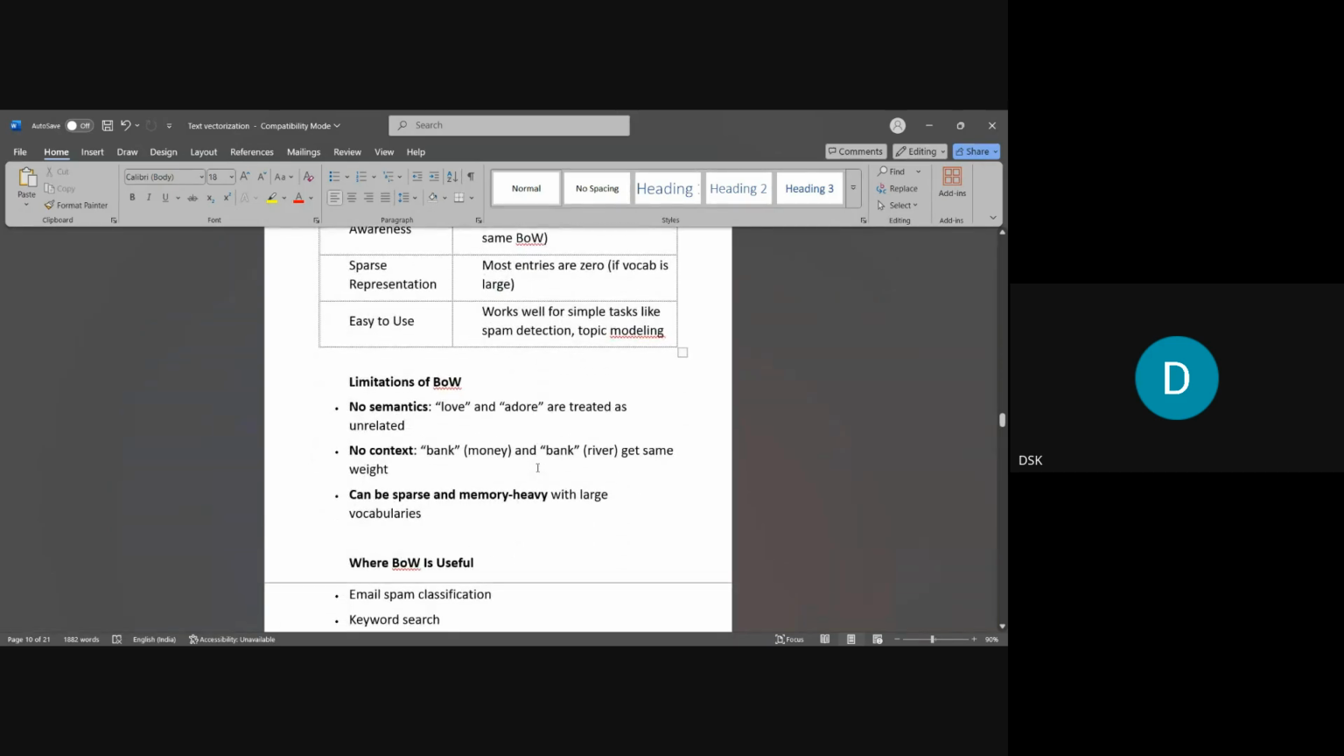And here come the limitations of bag of words. Basically, no semantics. Love and adore are treated as unrelated. No context. The bank for money and the bank of a river get the same weight, because bank is also called river bank as well. So there is no context between the words, they get the same weight assigned to them, and it can be sparse and memory heavy with large vocabularies.